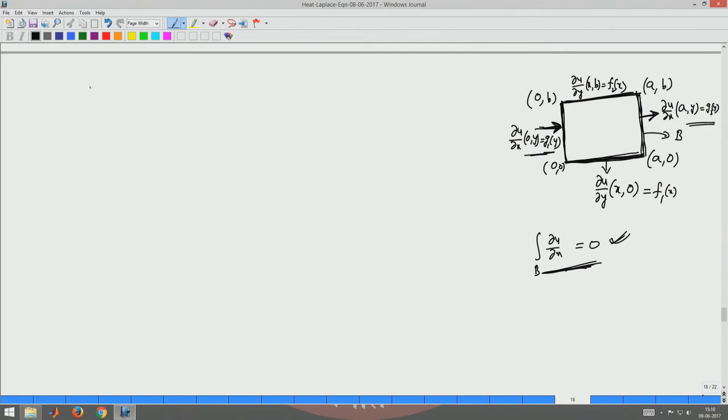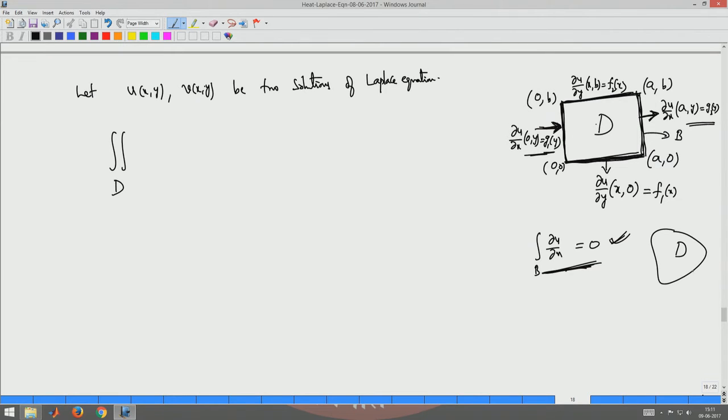So, for this let us consider u of x y and v of x y to be two solutions of the Laplace equation, which is uxx plus uyy is 0, okay. Then you can write the Green's formula from the calculus. I have not taken the plate, but a general domain D, and the boundary is B.